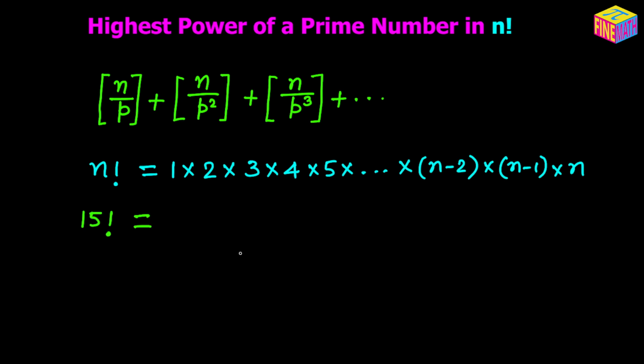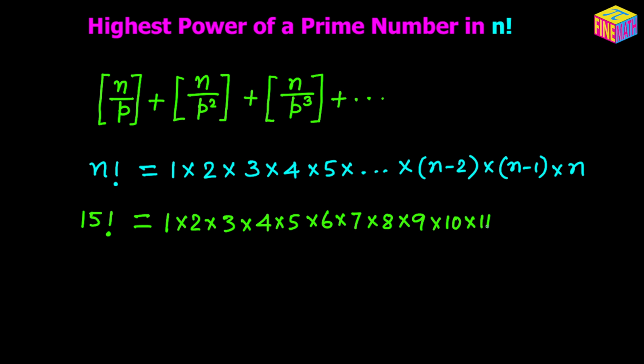15 factorial would be the product of 1 times 2 times 3 times 4 times 5 times 6 times 7 times 8 times 9 times 10 times 11 times 12 times 13 times 14 and times 15. So whatever is the result of this product will be equal to factorial 15.